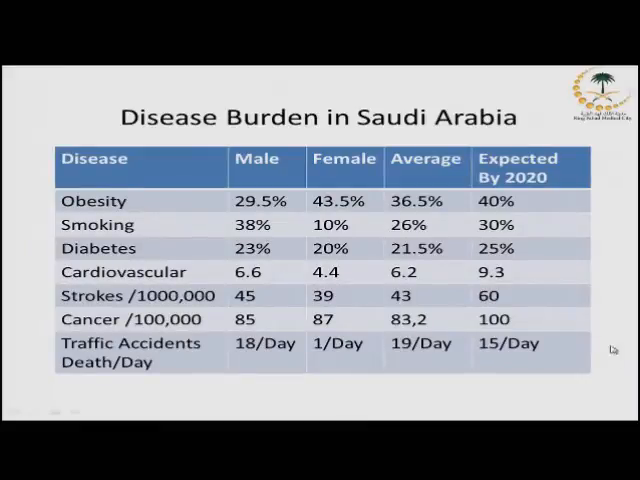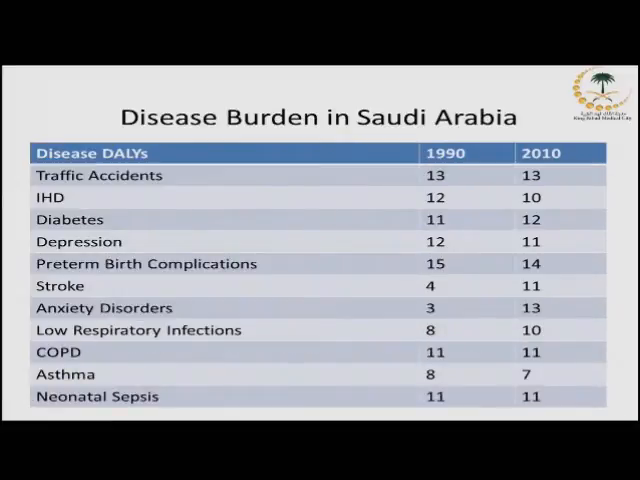The disease burden is the same thing across the world: obesity, smoking, diabetes, cardiovascular disease, and stroke. And we see an increase in all the numbers across the board in all of these different disease categories and entities. If you look at the disease burden by DALY, or disability adjusted life years, we haven't made a lot of progress between 1990 and 2010. And if you look at the numbers, they're quite similar, apart from maybe in stroke a little bit.